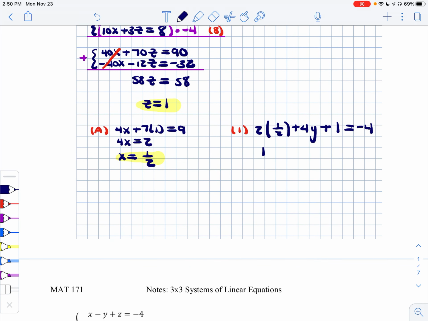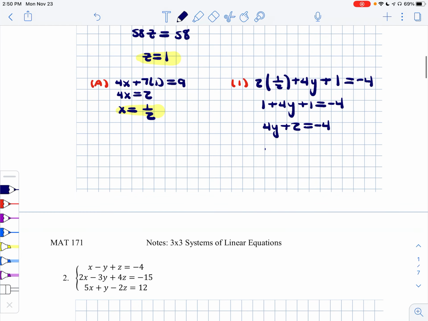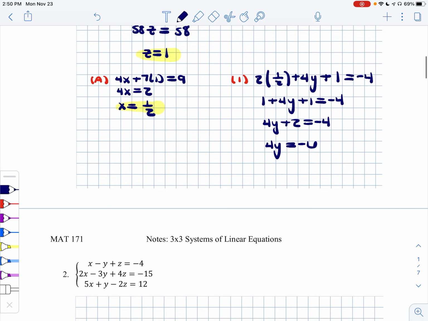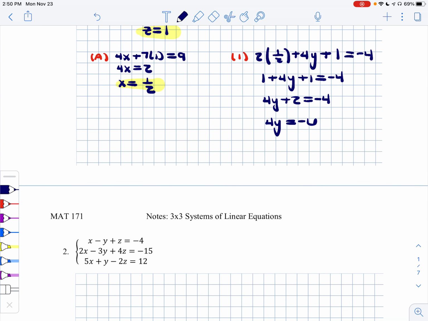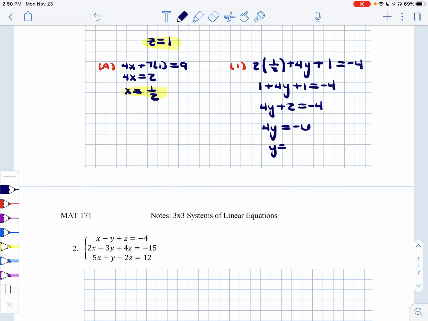So that would be 1 plus 4y plus 1 is equal to -4, or 4y plus 2 is equal to -4. Subtract the 2 over, and 4y is equal to -6. Divide through by 4 on both sides, and we end up with y is equal to -6 over 4, which reduces to -3 over 2.